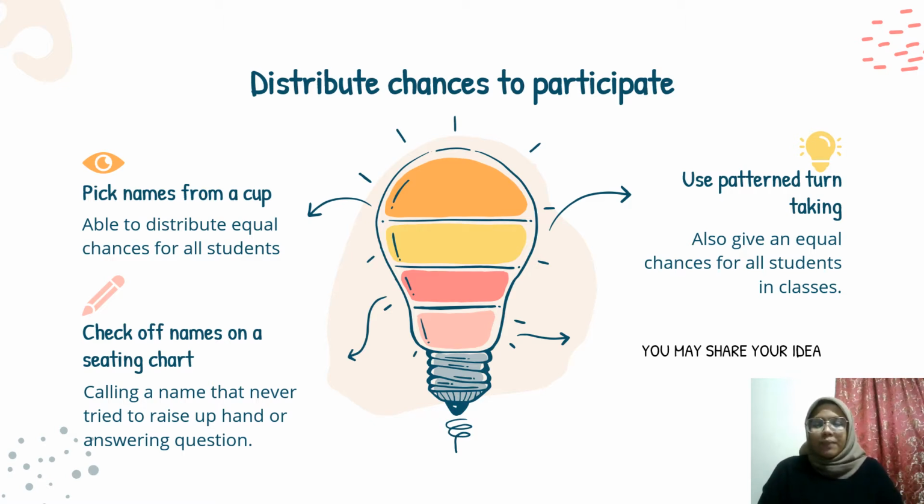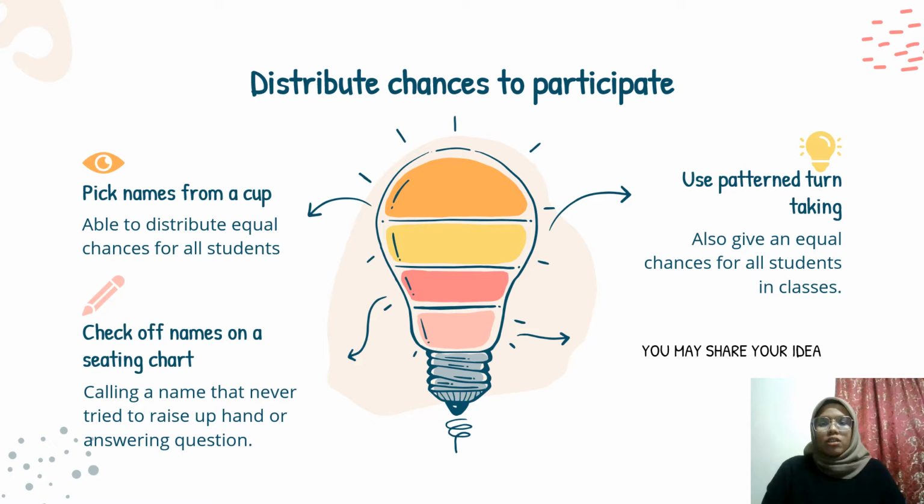Next is use pattern turn taking. So for example, we have the music box. When the teacher plays the music, the students will start to pass around the box. Once the teacher stops the music, the student who is holding the box at that time will be the person to answer the question. So this actually provides an equal chance for students to participate, and at the same time it entertains the classroom. Okay.